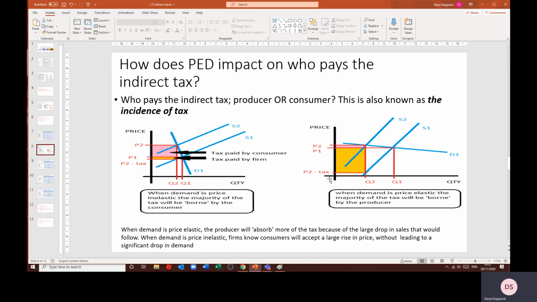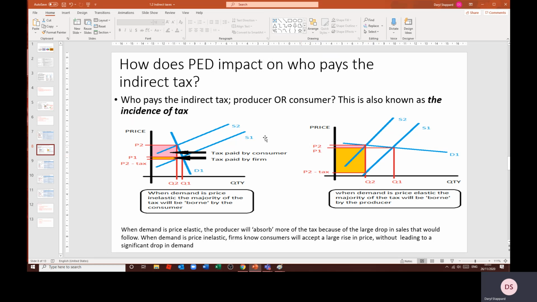Right, now what we therefore know is that when demand is inelastic, it's going to have to be the consumer that pays the bulk of the tax. So when demand's inelastic, the producer knows that they can get away with passing on a big proportion of that tax onto the consumer. They will only pay a tiny sliver of that tax. When demand is really price elastic, the firm will be really reluctant to pass on that additional cost to the consumer. So they will absorb as much of it as they can.